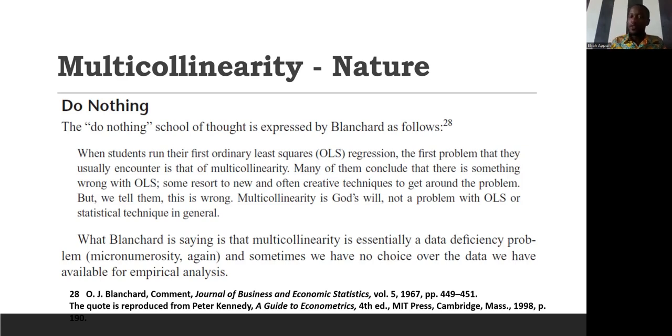Let's continue. Most of them conclude that there is something wrong with OLS. Some resort to new and often creative techniques to get around the problem, but we tell them this is wrong. Multicollinearity is God's will, not a problem with OLS or statistical technique in general. Technically, what Blanchard is saying is that multicollinearity is essentially a data deficiency problem. He uses a term called micronumerosity. Econometricians are very good at creating terms that are difficult to understand. But sometimes we have no choice about the data that we have for empirical analysis.